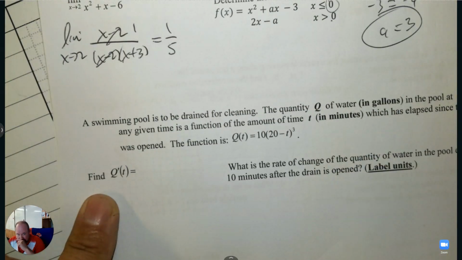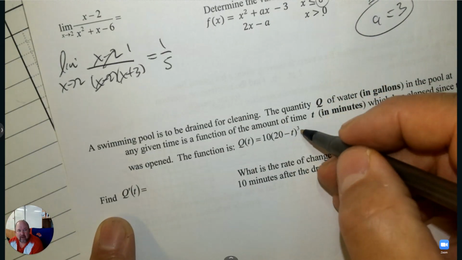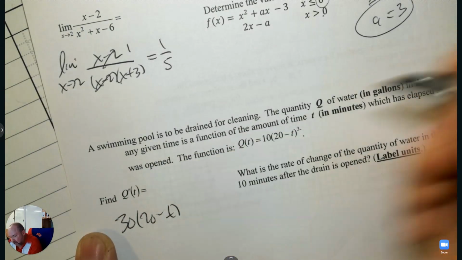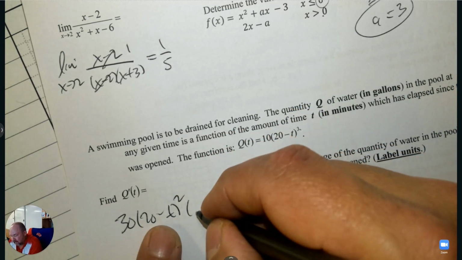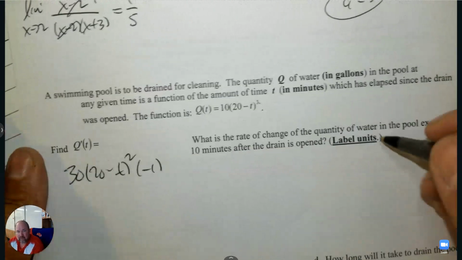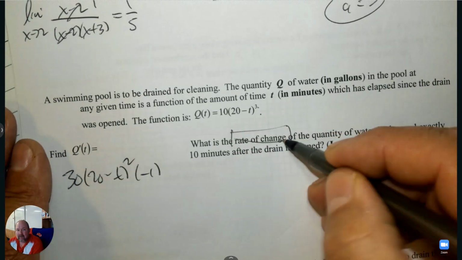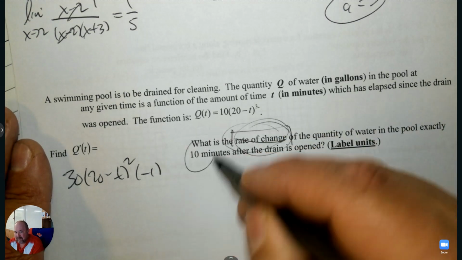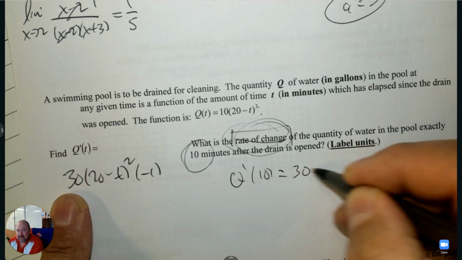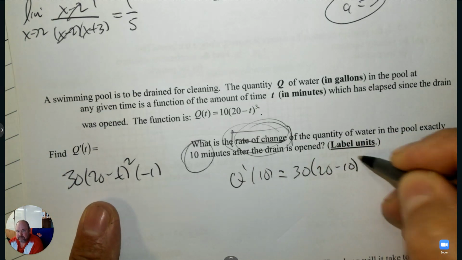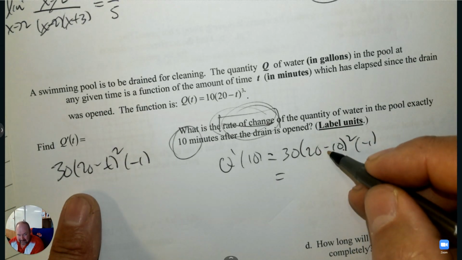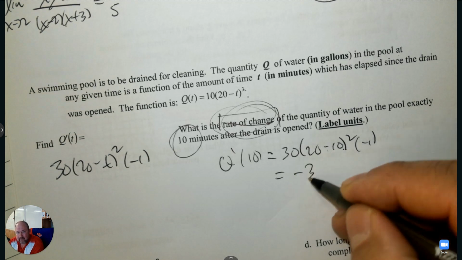The derivative here. So I'm going to go 3 times 10, which is 30. Copy. Subtract 1 from the exponent, and then the derivative of -t. The derivative of 20 is 0, but -t is -1. That's the derivative. What is the rate of change is a fancy way of saying what's the derivative when t equals 10. So that means to the derivative you plug in 10 and then solve it. So that's 20 take away 10, that's 10. Squared is 100, that's -300.